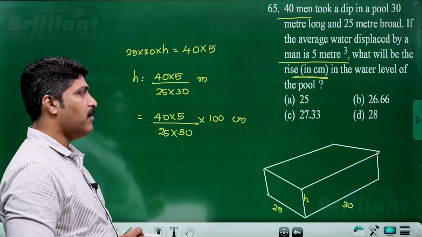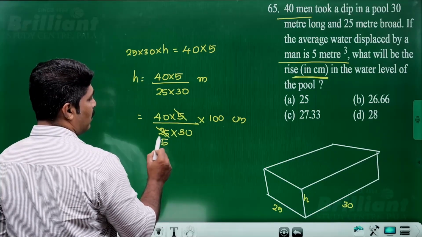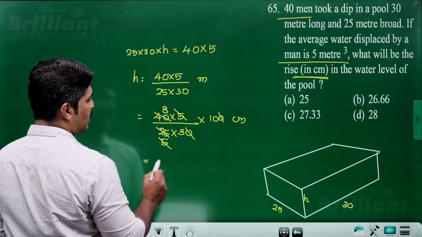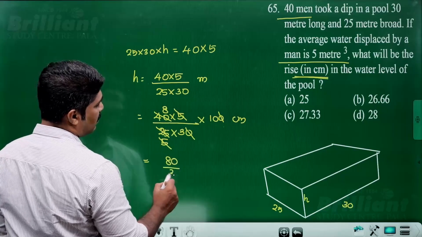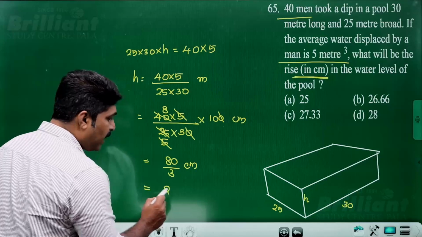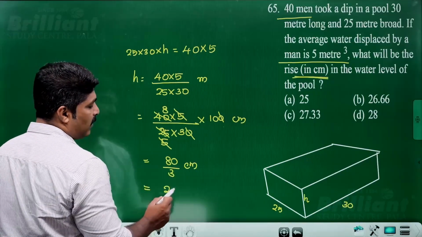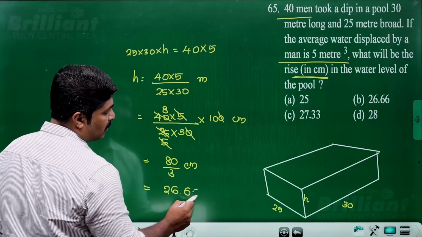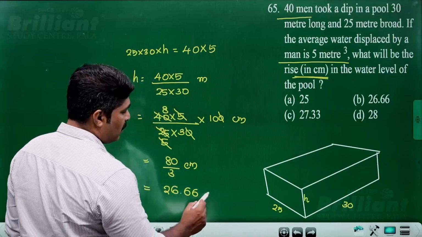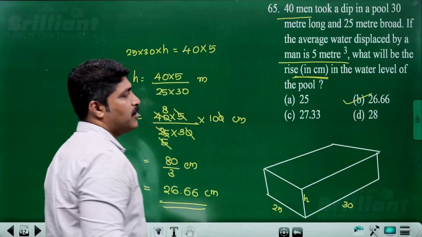While simplifying, this is 5 into 5, so this is 8 over here, and the 0, 0 we can cancel. This is 80 by 3 centimeters. Further simplified, dividing 80: 2 into 3 is 60, then 20 will be there, that is 6.666. So this is 26.666, not percentage, this many centimeters. So the answer is option B.